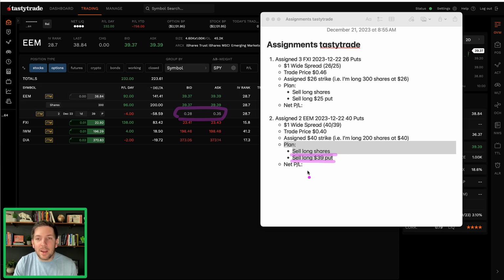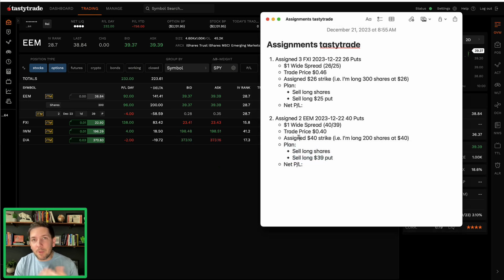Now, once we do that, we'll go through the net P&L. I'll show you how to calculate that so you know what's going on there. Okay, so that's just one of the positions that we had. You can basically replicate everything that we're talking about for the other position. So let me go through that really quickly so you see.